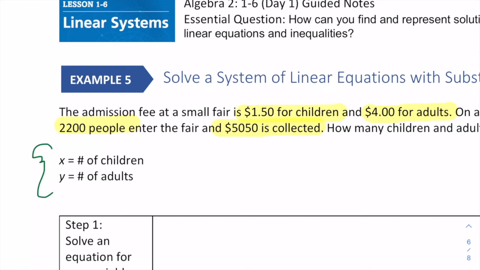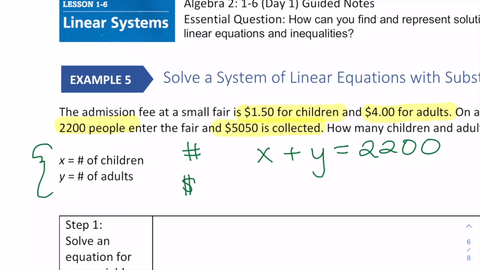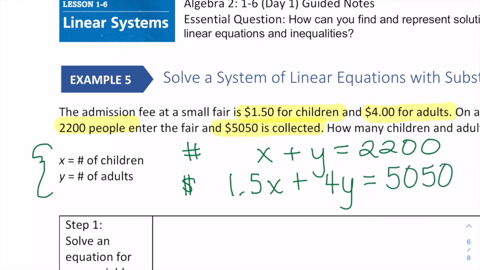When I write my first equation, that's going to be the number of people in the fair. So x number of children plus y number of adults would equal 2,200 total people. Our second equation is going to be about the money. So if we had 2 children attend the fair, they'd pay $1.50 each, or $3. It'd be 1.50 times 2. So we're always going to multiply the ticket price by the number of people. Okay, so it'll be $1.50 times the number of children, and then $4 for each adult. And it's a total of $5,050 collected.